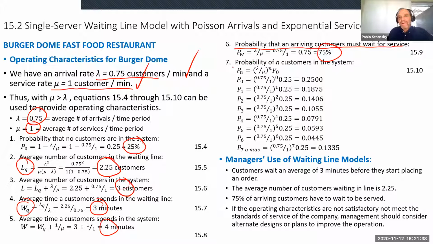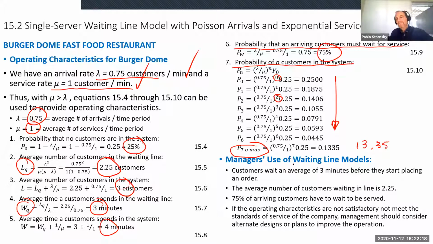And here is the probability of n customers in the system. Let's say for 7 or more, it's 13.35. You can see that this probability reduces. What is the probability of having 0 customers? It's 0.25. Having 2 customers, 14%, and it's reducing, okay? So the figures look pretty good, although they want to reduce the times, okay?